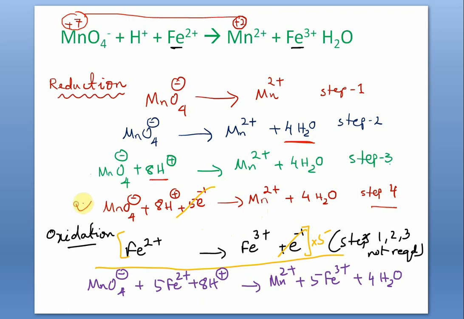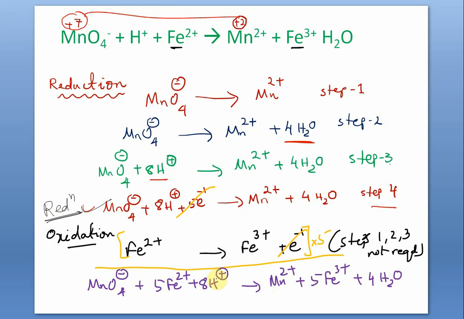Now this step is ready. This is the reduction step, final. And let us take up the oxidation step. Pick up the ion, ferrous, and the corresponding ion in the RHS, ferric. Then perform all the 4 steps.